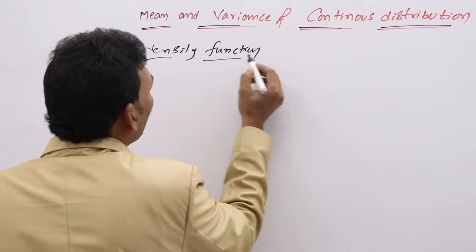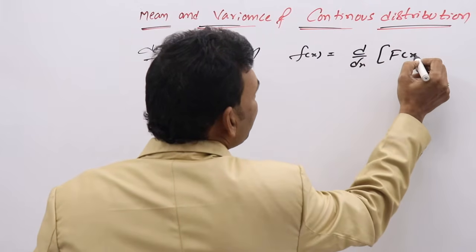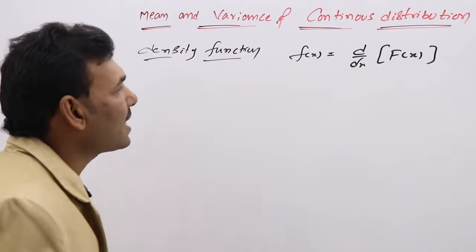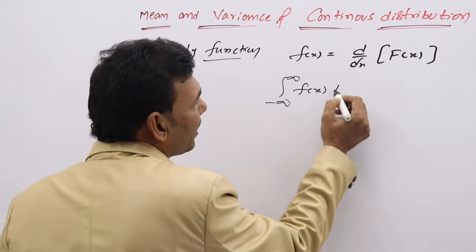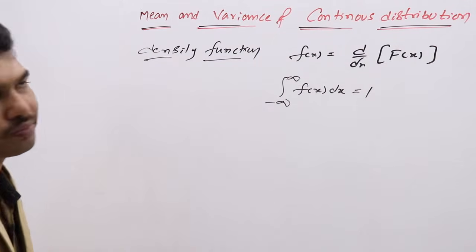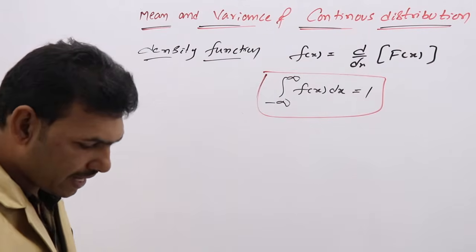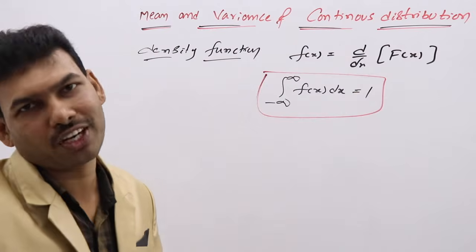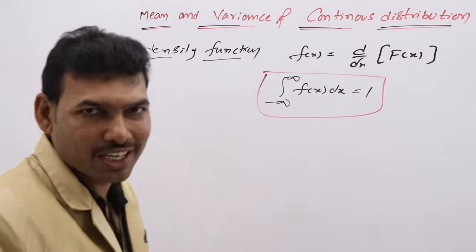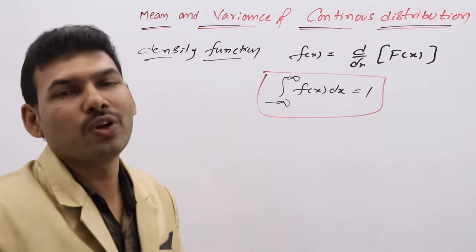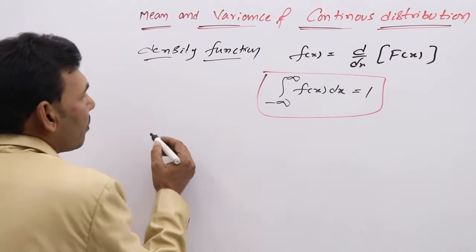The density function, which you all know, is represented by small f of x, the derivative of the distribution function. It has an important property: the integral from minus infinity to infinity of f of x dx is 1. We discussed this already, but to discuss mean and variance we have to describe the density function. When the density function is given in a particular interval, then we find the mean and variance for that continuous distribution.